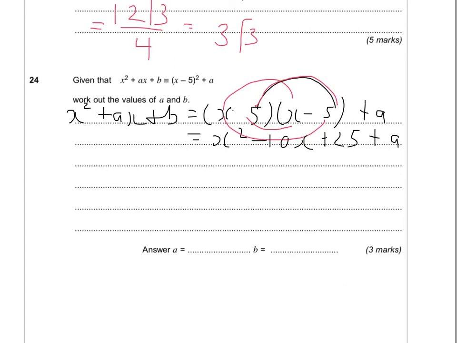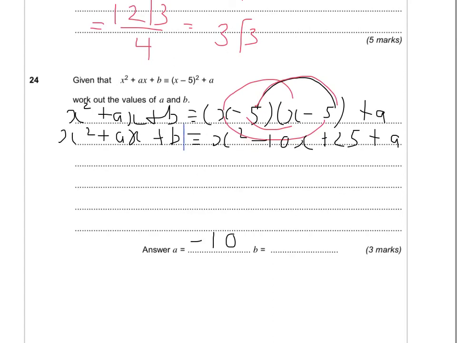Now you're really saying those two sides are identically equal. That means you're not solving an equation. You're trying to say the coefficient of x squared should be the same, because it's always true no matter what value of x. The coefficient of x here, which is a, should be the same as the coefficient of x here. So that gives us straight away what a is: minus 10.